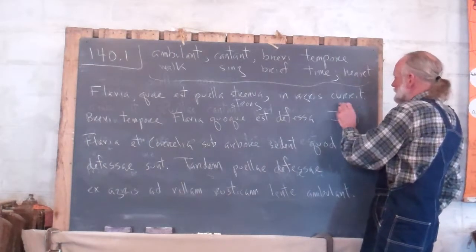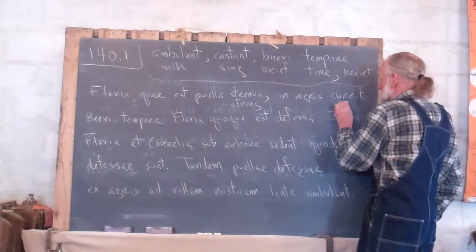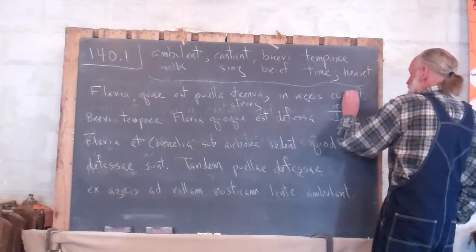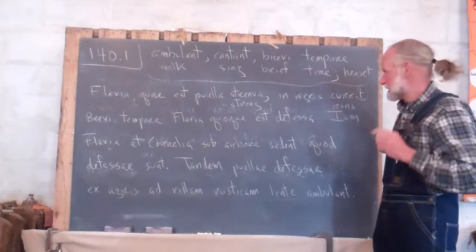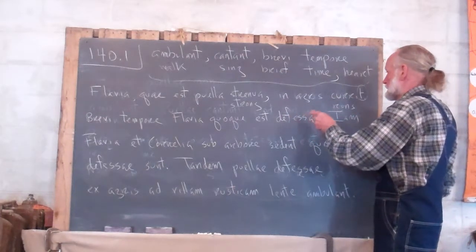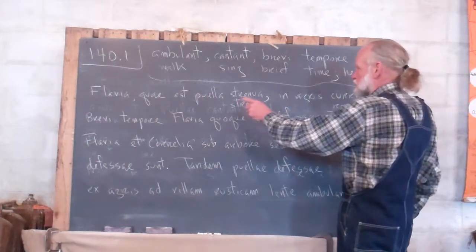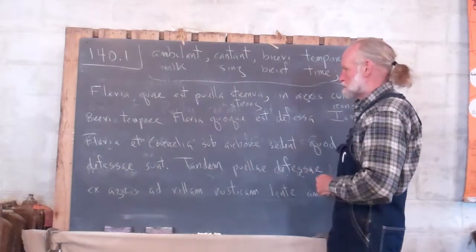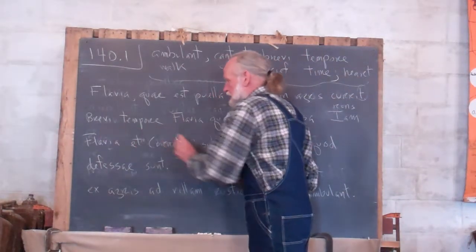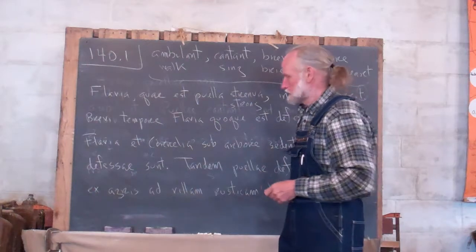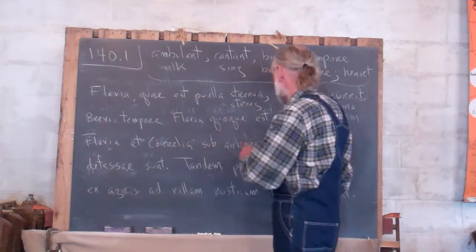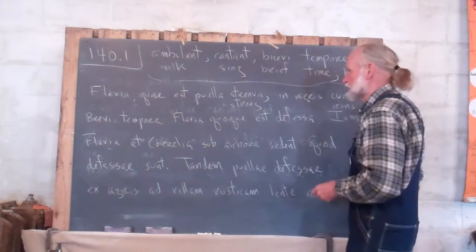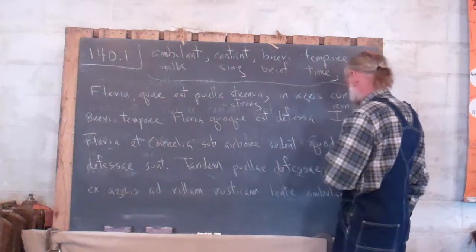Here's a new verb, and it means to run, runs. Now you can see the T at the end of it. That indicates third person singular, she runs. Flavia, who is a strong girl, runs in the field. Brevi tempora, brief time, in a brief time, or soon if you wish. Flavia quoque, also, est defessa. You have all these words. So Flavia also is tired.